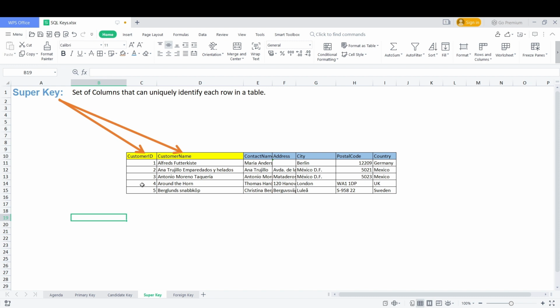Okay, so let's say if I take this example, so here as you can see I have pointed out two columns. Okay, one is the customer ID and one is the customer name, right? But if you understand this properly, customer name can be duplicated, right? There can be two Alfreds, there can be, let's say, two Antonio as well, right? But this ID is something that will be unique.